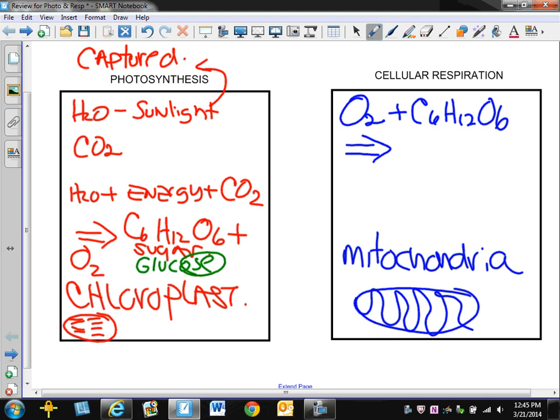Now, these are the reactants. What are the products? So what do we breathe out? CO2 and H2O. You're absolutely right. So we breathe out H2O, but what's the gas? CO2. Now, over here we have energy in the form of sunlight. What's the energy we put here? ATP. And we have 36 ATP per molecule of glucose.